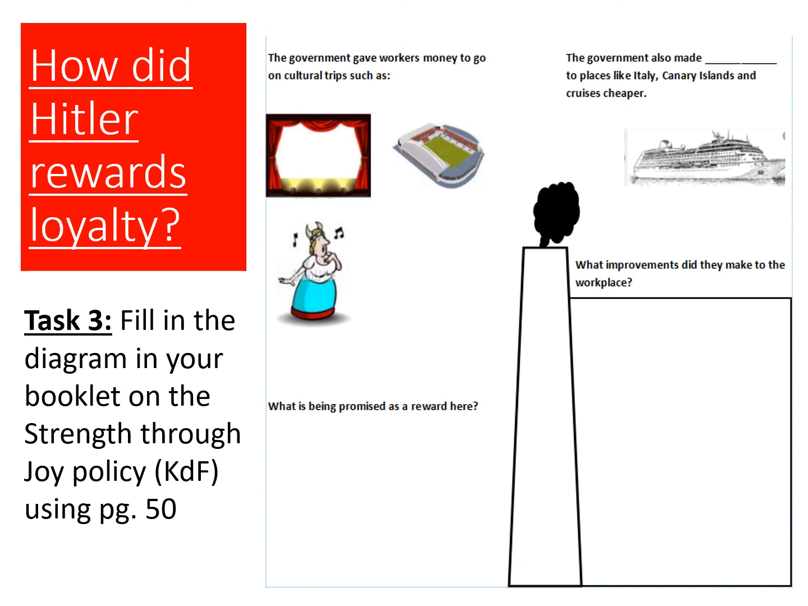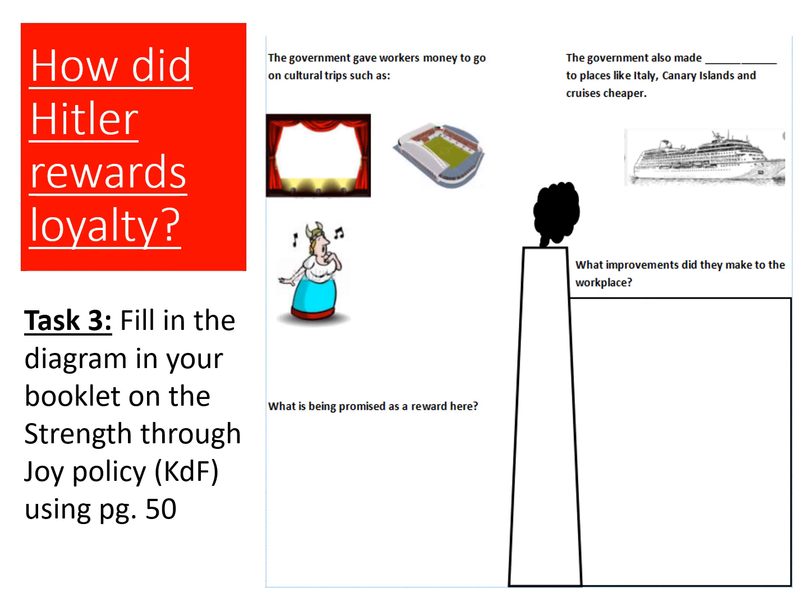And then with the factory, what improvements did they make to the workplace? So just give me a couple of bullet points of things they added or built to workplaces to make them nicer. And then what's being promised as a reward here in your booklets, I should have fixed it by now, there should be a picture of a Volkswagen car. So can you just write a little description of what's being promised here and how would they get it?